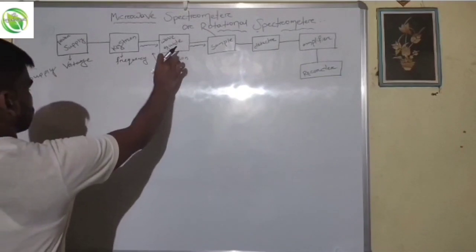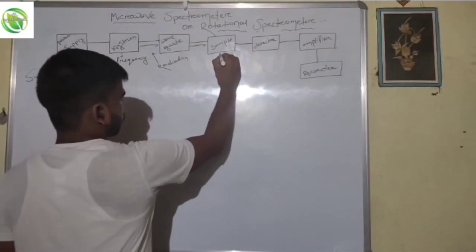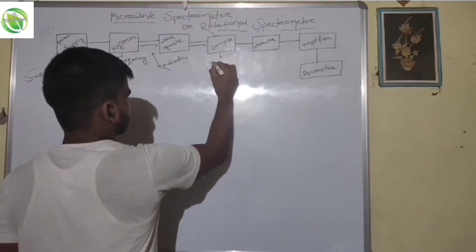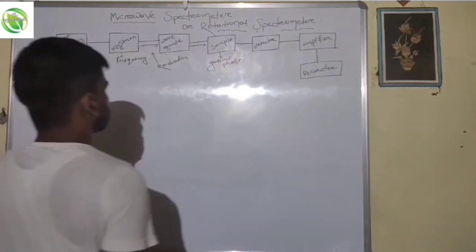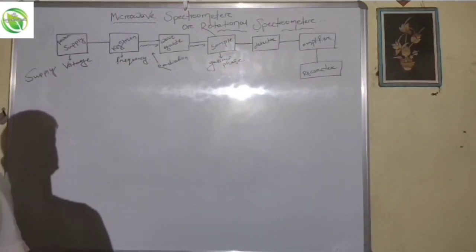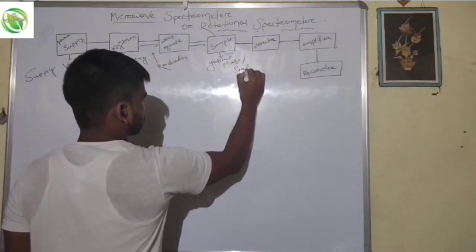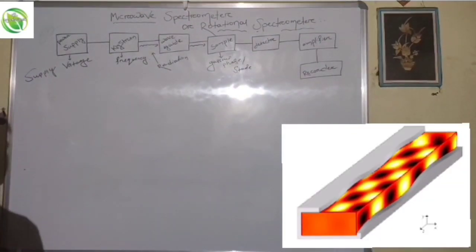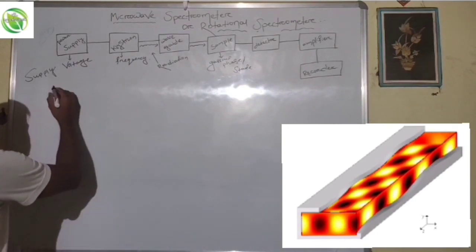Radiation passes through the waveguide containing the sample in the gaseous state. The sample is present in the gaseous phase. Look at this picture.